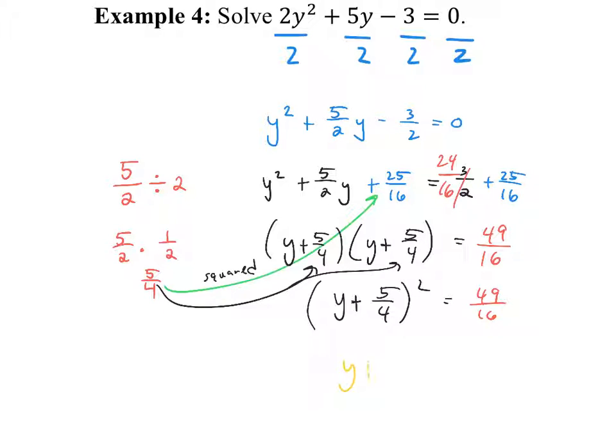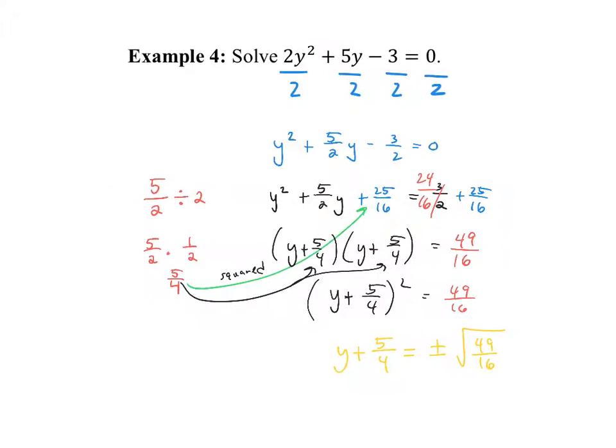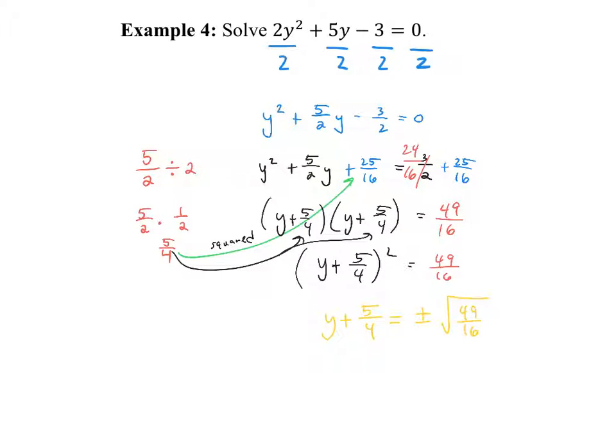So let's go ahead and square root both sides. And the square root of 49 is simply going to give me a 7. And the square root of 16 is going to give me a 4. And then how do we get rid of the 5/4? Remember, it's a positive, so I'm going to add a negative 5/4 right here. Again, adding negative 5/4 right here in front of the plus or minus.